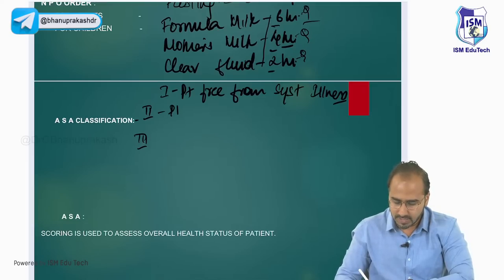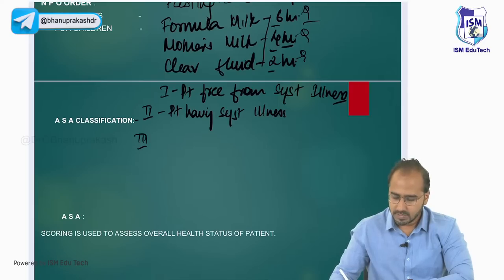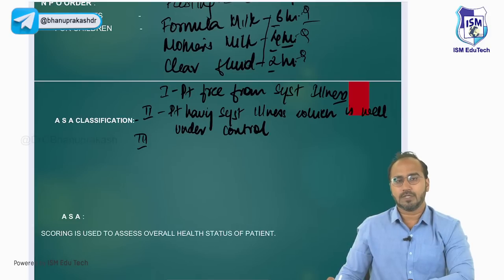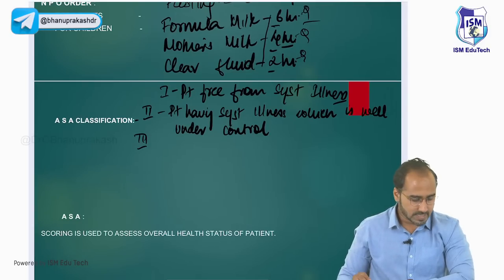Yani ke patient having systemic illness, which is well under control, that is called as ASA 2. Systemic illness, well under control, is ASA 2. Next is ASA 3. ASA 3 is what, guys?